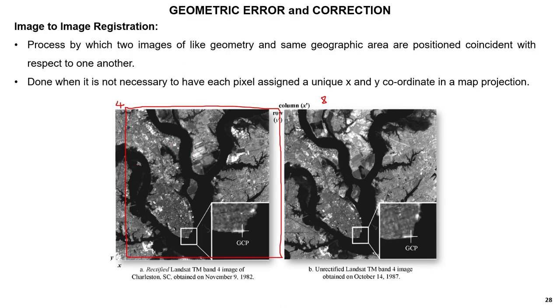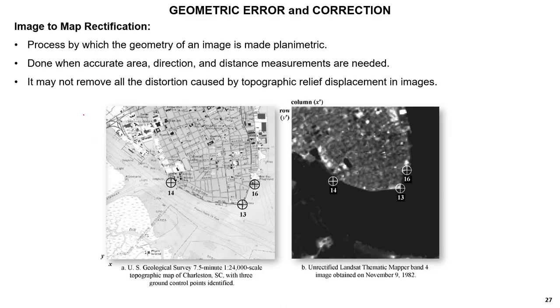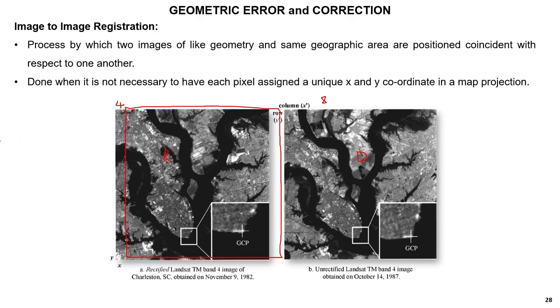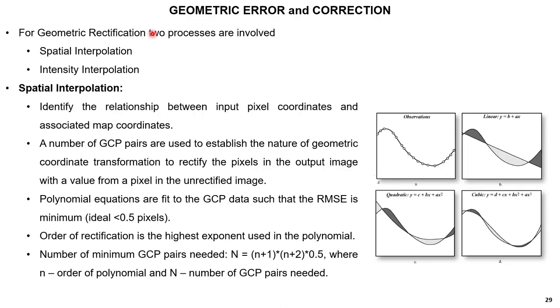So for that, we will take one image as the reference. Let's take Landsat 4 as the reference and this as the data. We will do the same process we did in the image to map rectification, except that we will identify common features between these two data. We will identify common features from this and common features from this, locate them, and then do the geometric correction so that it overlays on top of one another. So that is called image to image registration. While doing this, there are two processes involved. One is the spatial interpolation and another one is the intensity interpolation.